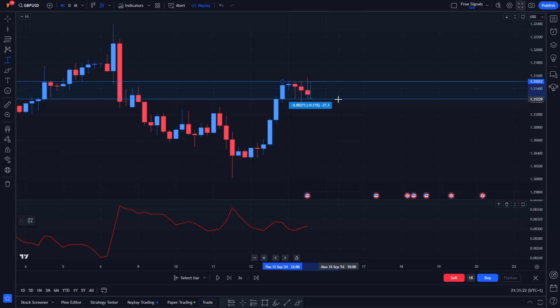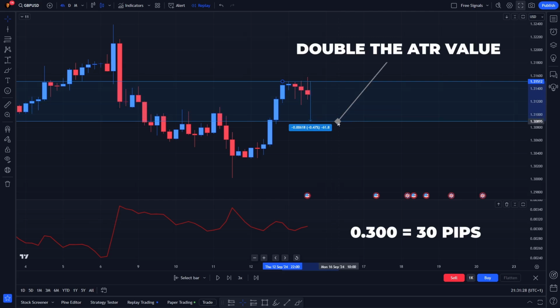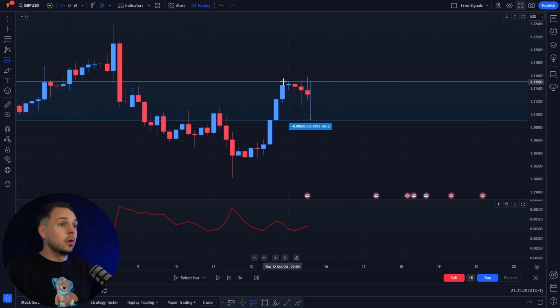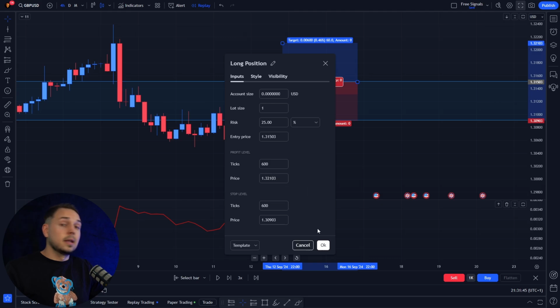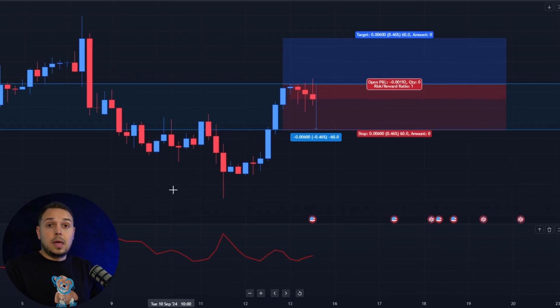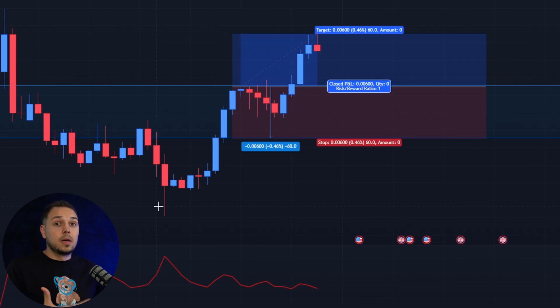Now here's the magic. To protect this trade, you want to set your stop loss at double the average price movement. So in this case, it would not be 30 pips, but 60 pips. What we want to do now is open a position and add a stop loss of 60 pips. And we can do the same thing for take profit to make a 1-to-1 risk reward. And as we can see, we never get stopped out and actually would have hit our take profit level.